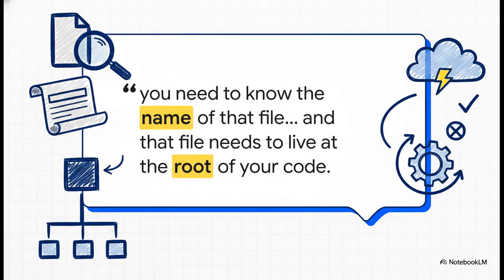Now, this slide lays out the two non-negotiable rules. The file has to be named buildspec.yaml, and it has to be sitting at the very top level, the root of your code repository. So why so strict? Well, think about it. CodeBuild is all about automation. It doesn't guess. It looks for that one specific file in that one specific place to get its marching orders. If you get either of those wrong, your build is going to fail before it even starts.